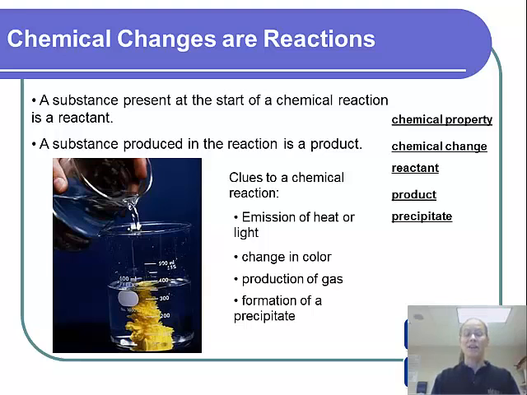The production of gas we saw in two of our experiments. In one case we had oxygen being produced, in the other case carbon dioxide gas was produced. And then the formation of a precipitate: when the silver nitrate and sodium chloride were mixed, they formed that milky white solid that you were able to filter out. So these are all ways to check to see if a chemical change is indeed taking place.